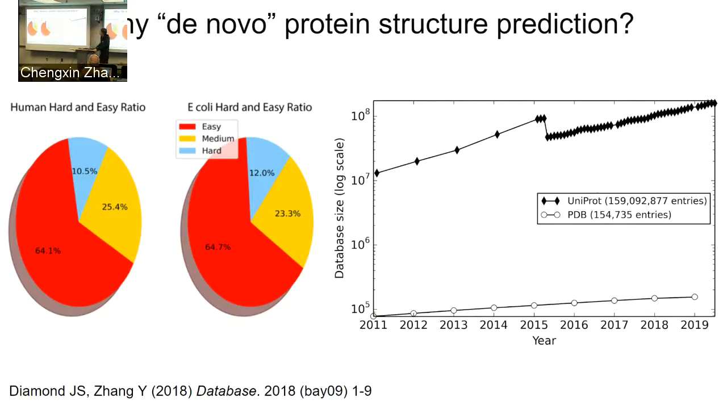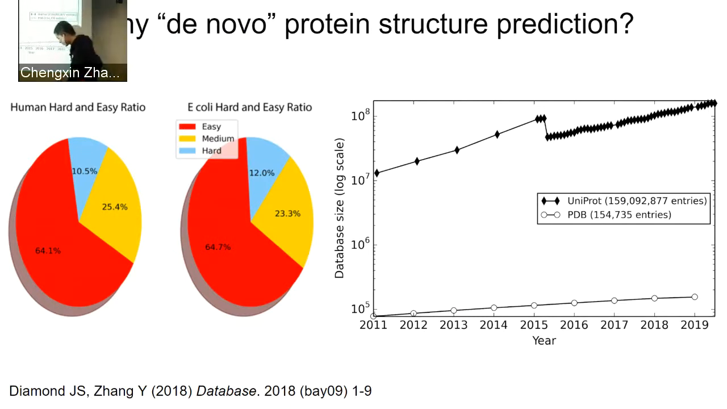So why do we do de novo or template-free protein structure prediction? On the right hand side, I showed the accumulation of protein sequences in the UniProt database. This is early in this year. I think now it's almost 400 million. By the way, this is log scale. So the number of protein sequences in UniProt is expanding exponentially, but the accumulation of structurally determined proteins in the PDB database has increased almost linearly. That means only one in a thousand proteins has an experimentally determined structure. For most proteins we care about, we have to computationally model their structure.